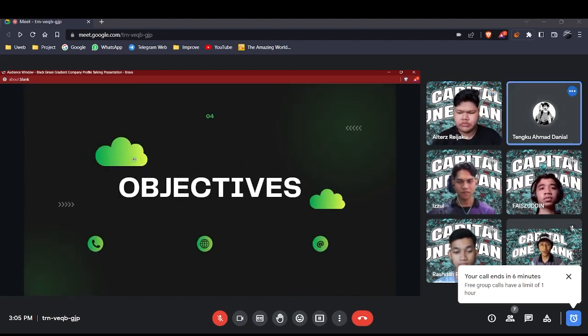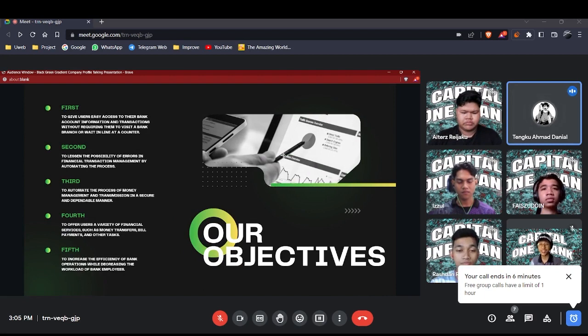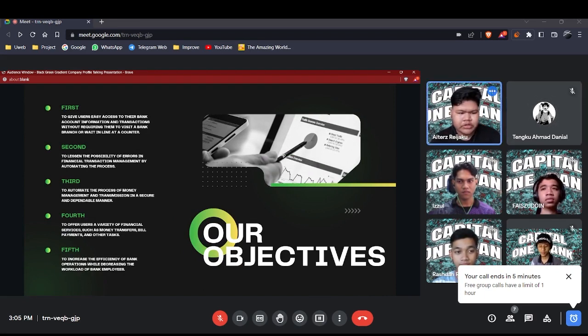Now, thank you. Now we're going to the objectives. We have 5 main objectives we're trying to achieve. For the first one, to give users easy access to their bank account information and transactions without requiring them to visit a bank branch or wait in line at a counter. And for the second one, to lessen the possibility of error in financial transaction management by automating the process.